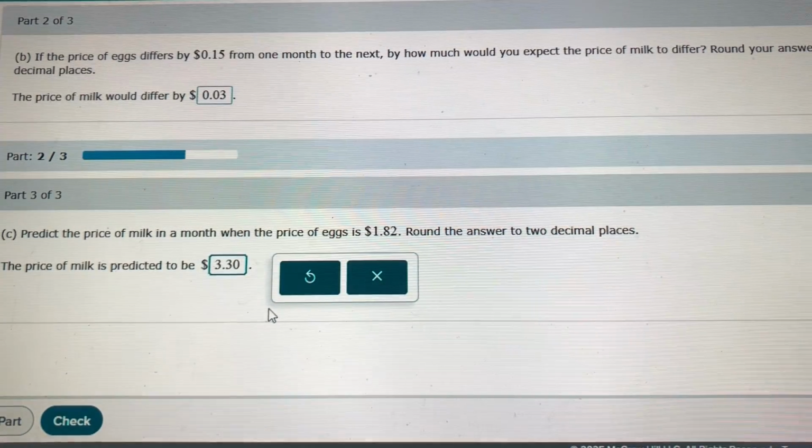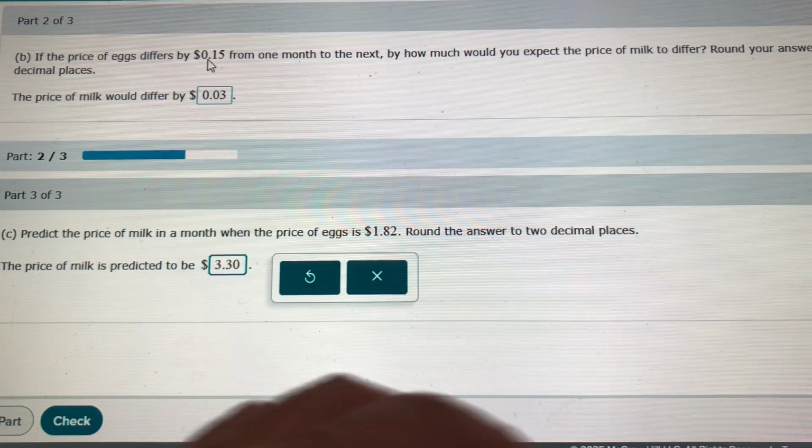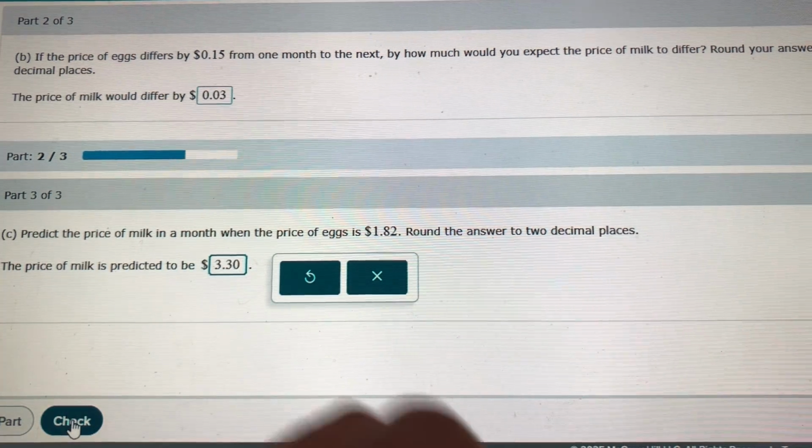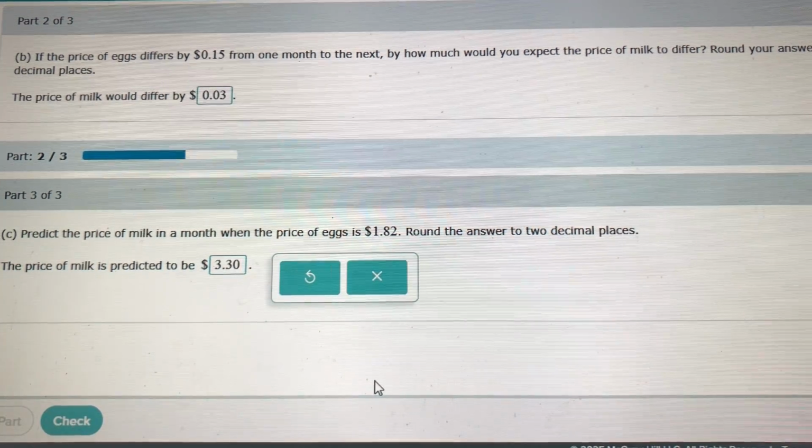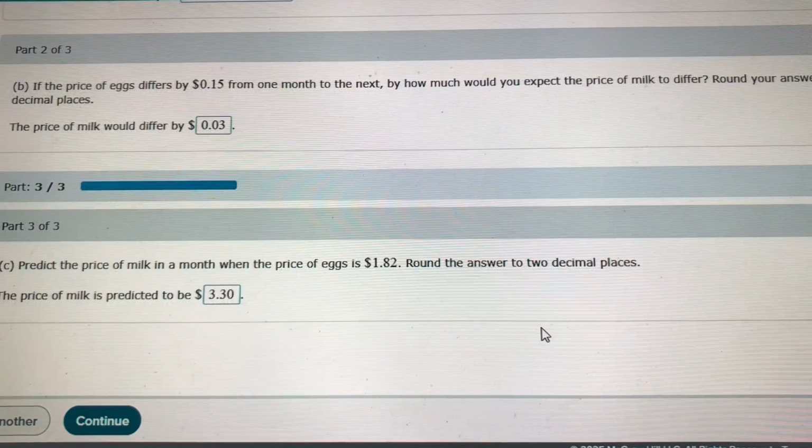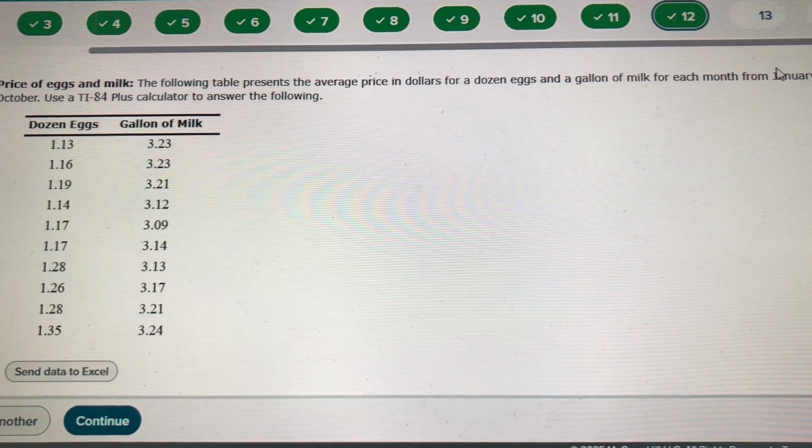So for part 2, you only multiply the number they give you by the slope, but in part 3, you do the whole equation. That's the difference there. Okay, 12's correct now.